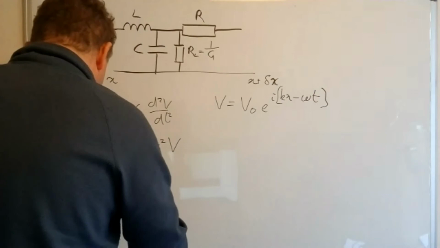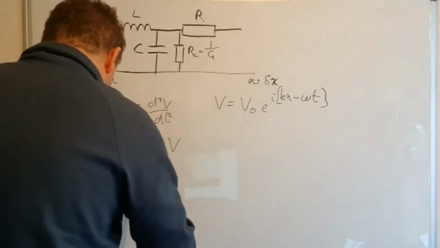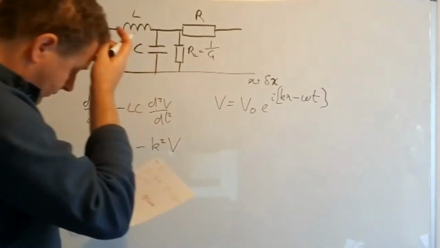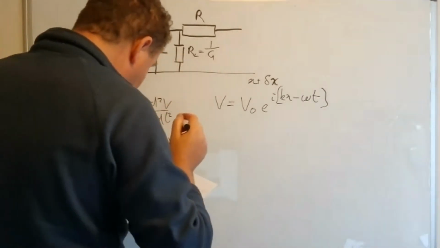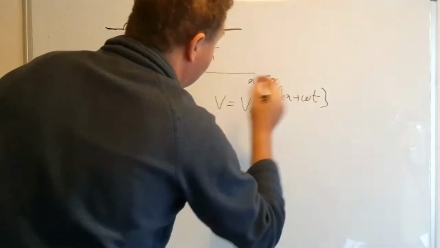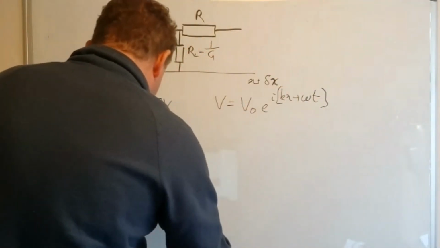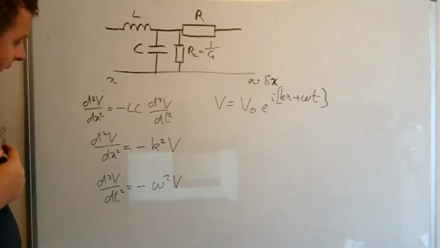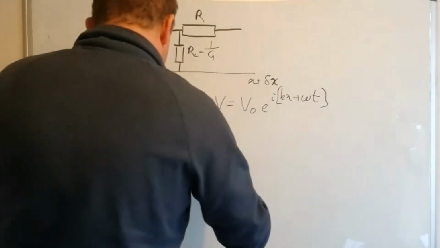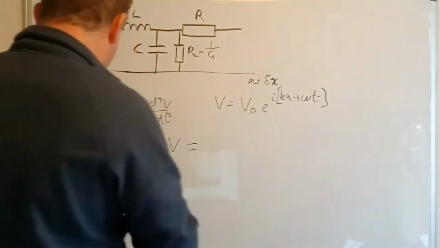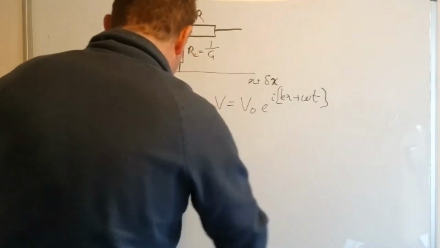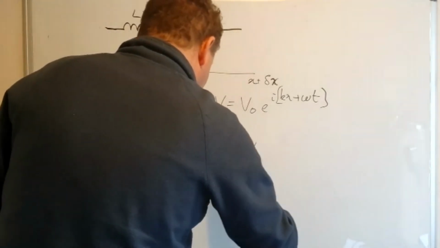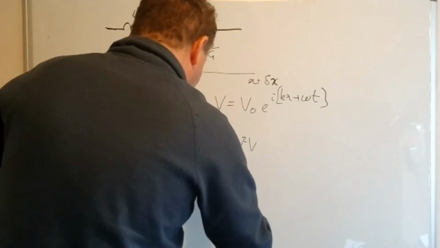and d2v/dt squared, oops, actually let's make that plus, is minus omega squared v. And that is obviously LC d2v/dt squared, minus omega squared. Oops, minus sign there.